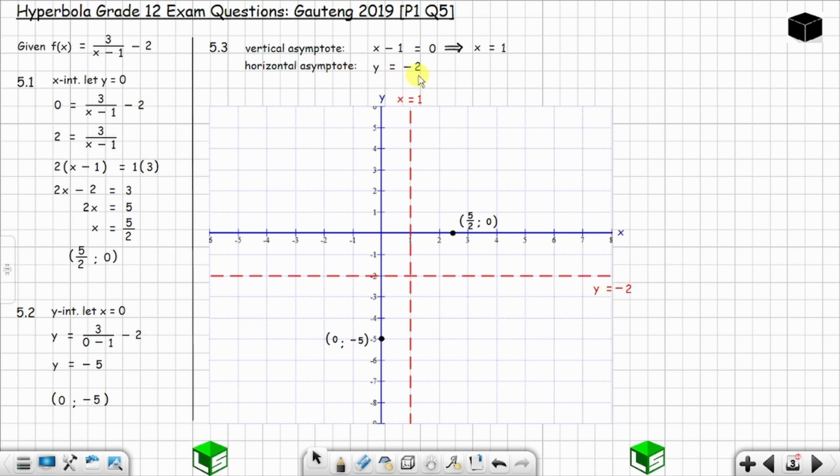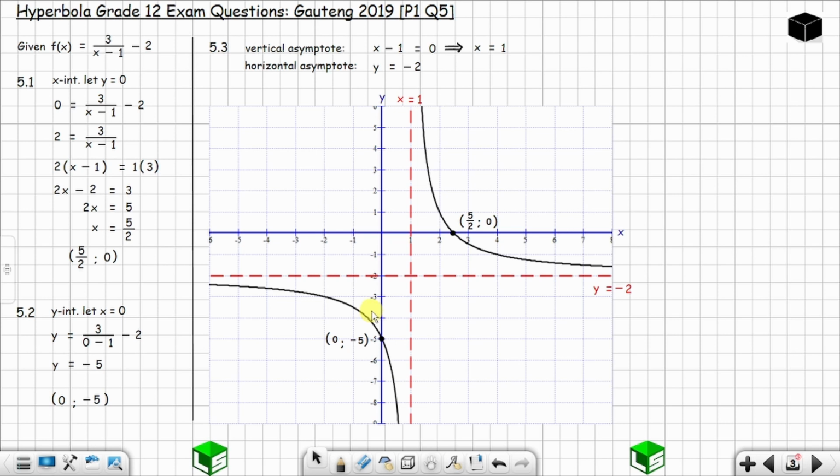Now you can sketch the graph. You can see the graph is going to be like this. It cuts the x-axis at that point. This is the x-intercept, so it's going to be like this. And the other part will be like this. It's going to cut the y-axis at that point, so like this, and the other one is there. So this is what we have. This is the graph of f, which is a hyperbola.